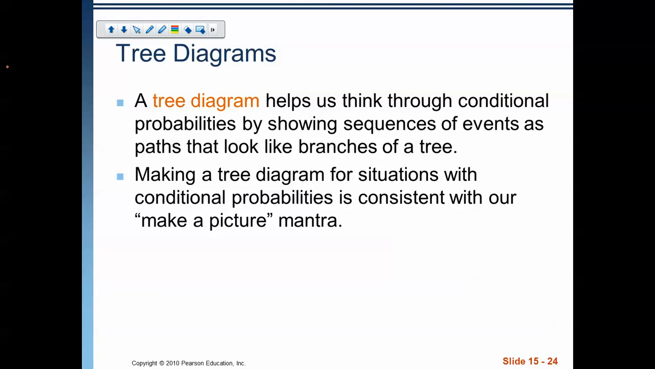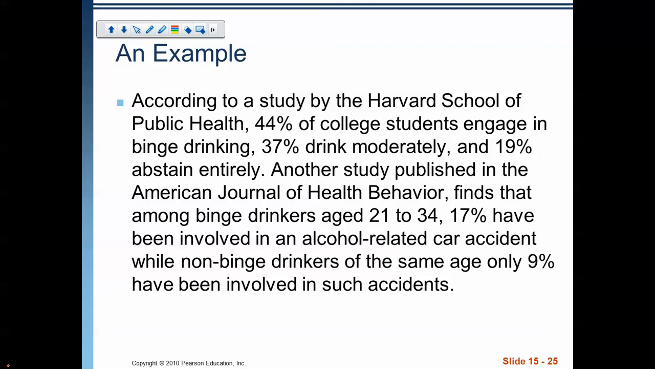Okay, so a tree diagram helps us think about conditional probabilities by showing the sequence of events as paths that look like branches of a tree. Making tree diagrams for situations with conditional probabilities is consistent with the make a picture mantra, right? It's going to be extremely helpful for the things that we're going to do tomorrow, which is called reversing the condition. And having a tree diagram is going to be infinitely helpful for you. So let's make sure we can draw tree diagrams fairly well.